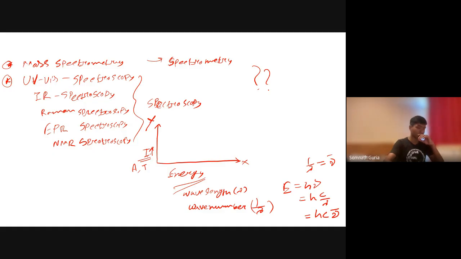Similarly, in EPR spectroscopy, we have the magnetic field on the x-axis. In that case, this magnetic field energy can be written as g beta B. This is the field, right? This is the magnetic field.